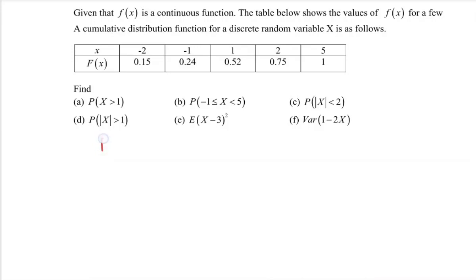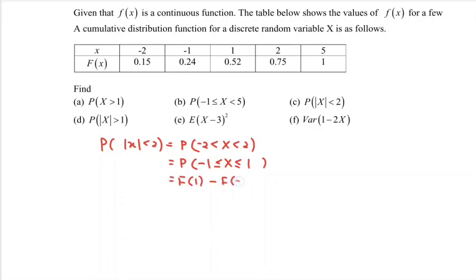Next, kindly refer to C. Probability that modulus of x less than 2. Define the situation: probability that x is greater than -2 and less than 2. Kindly modify the situation: probability that x greater than or equal to, less than or equal to. Referring to the table, we have -1 and then we have the 1, meaning that we are interested in -1 and also the 1. So we have f(1) minus f(-2). Referring to the table, 0.52 minus 0.15. So based on the situation, probability that modulus of x less than 2 will be 0.37.